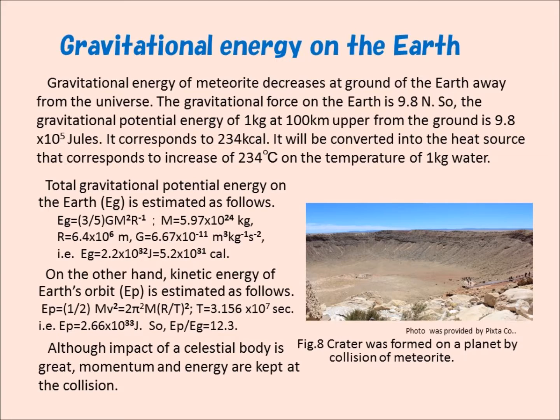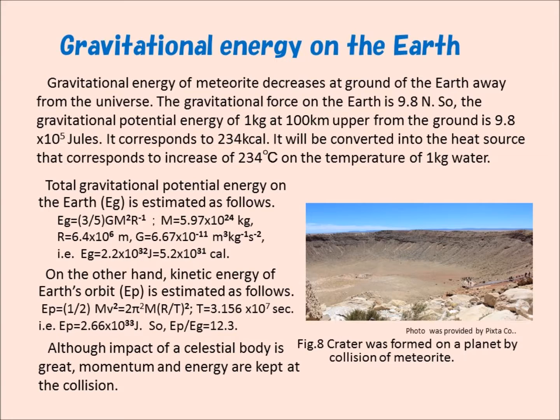Gravitational energy on the Earth. The gravitational potential energy of a meteorite decreases at the ground of the Earth compared with the universe. So, the gravitational force on the Earth is 9.8 newtons. The gravitational potential energy of 1 kilogram at 100 kilometers above the ground is 9.8 times 10 to the fifth power joules. It corresponds to 234 kcal.